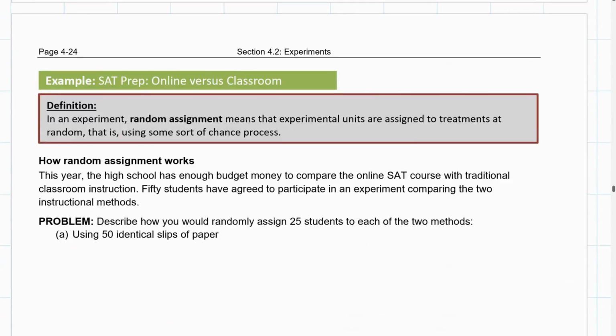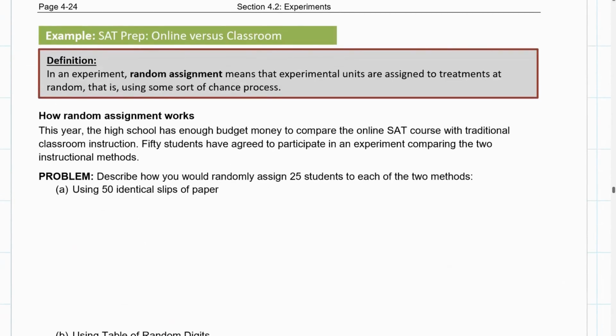So let's talk about how we do that random assignment. Definition: in an experiment, random assignment means that the experimental units are assigned to the treatments at random, that is, using some sort of chance process. So let's think of this example.